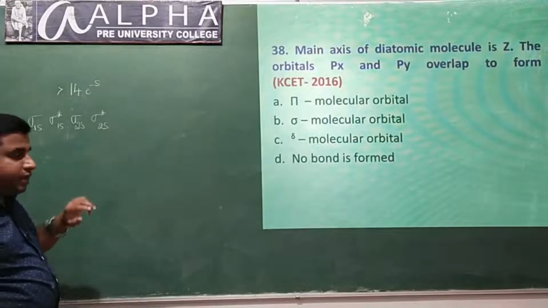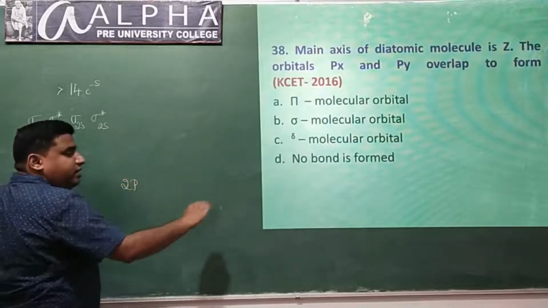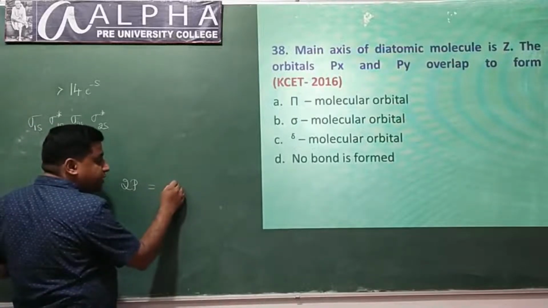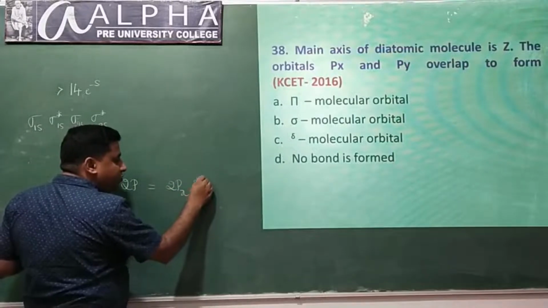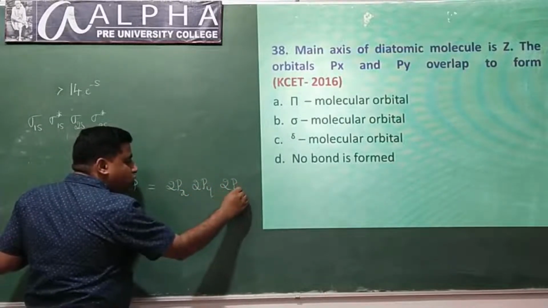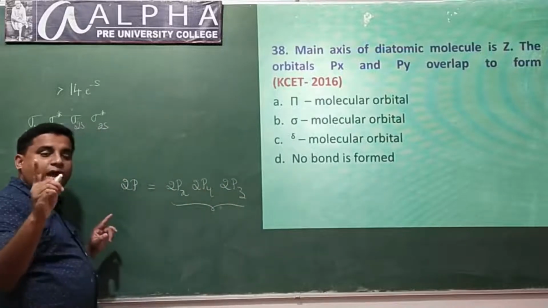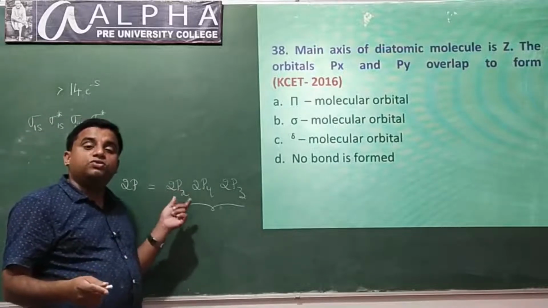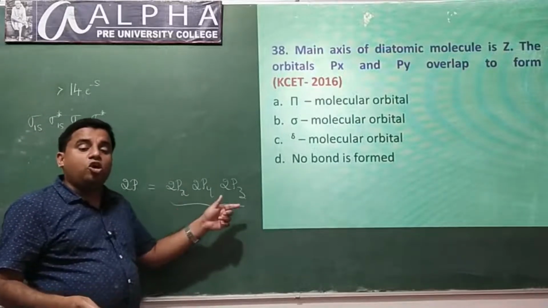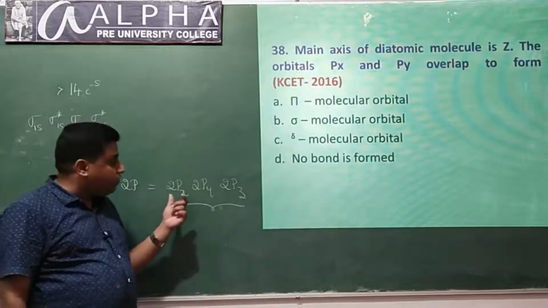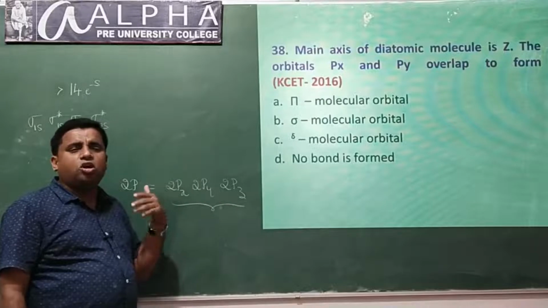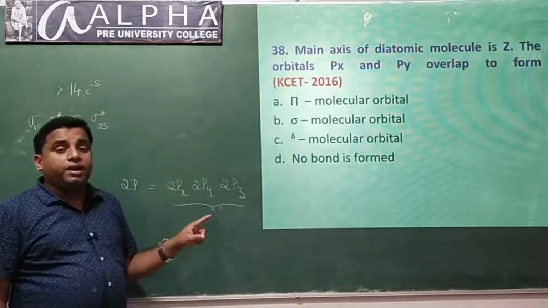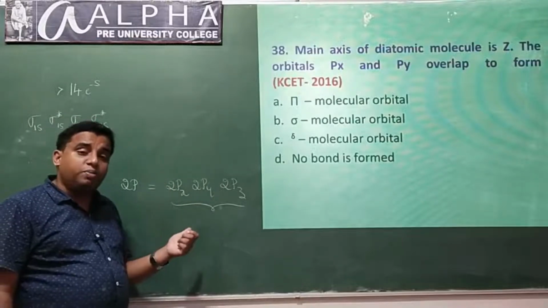If we go for 2p, the 2p subshell has three different orbitals, isn't it? Which are those? It is 2px, 2py and 2pz. Out of these three orbitals, you have to choose one as the main orbital. The other two orbitals will form pi bonds, and the main orbital is going to form the sigma bond. It is arbitrary, you can choose any one.